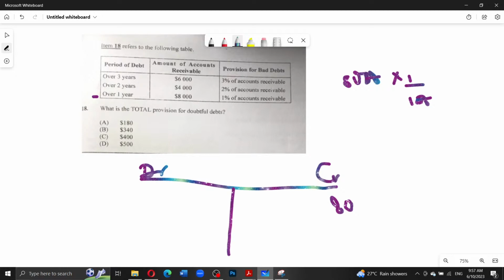So let's move on to year two. Let's see what's happening. From year two, you have to credit an increase and debit any decrease in the provision. If there is no increase or decrease, then it just remains the same. So we have 4,000 and we have 2%. So 4,000 times 2 upon 100.